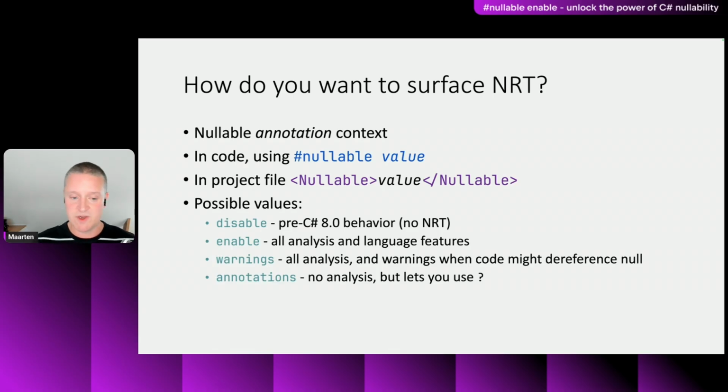You can enable, which will give you all the bells and whistles, all of the analysis, all of the language features around this, etc. There's two other options as well, warnings and annotations, where you can pick whether you just want to see the warnings or whether you want to be able to write those question marks and so on without compiler errors, but not care about any of the warnings or any of the nullability analysis. Typically, you'll end up using either disable or enable. And in this talk, I'm advocating to always enable. Warnings and annotations might be useful, but to be fair, I've never seen this one being used in the wild very often.